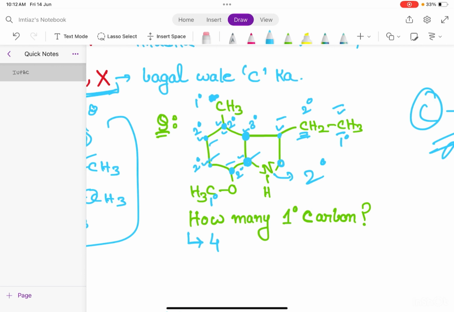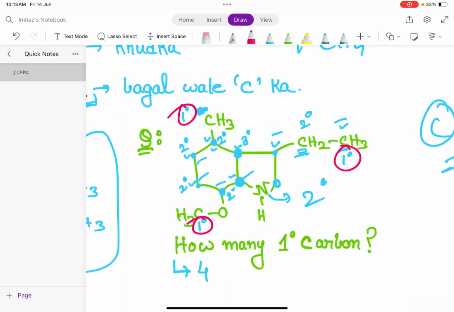So how many 1 degree carbons are there over here? 1, 2, 3, and let us check if anyone is remaining. This carbon is attached to one carbon only. This one is remaining over here. I missed this carbon. It is attached to 1 carbon over here, and here it is nitrogen. So nothing to do with nitrogen. How many carbon is it? It is 1 carbon, that is 1 degree. So right now we have 4 over here, so it is 4 1 degree carbons.